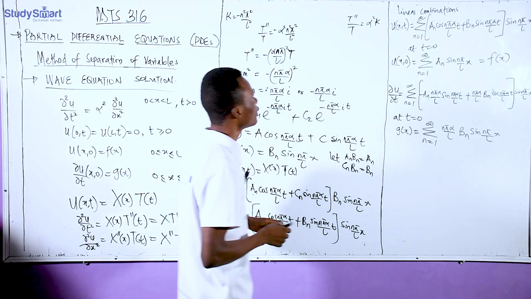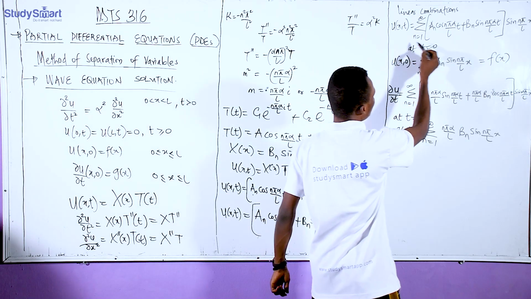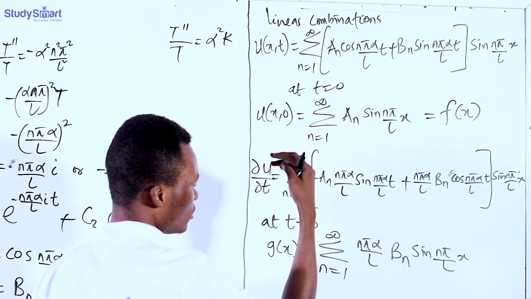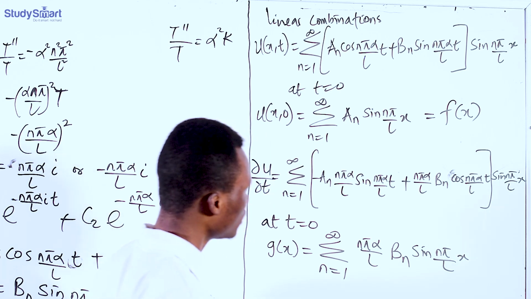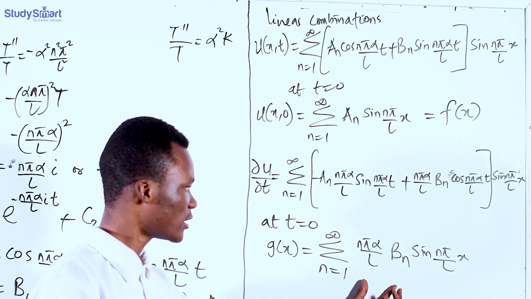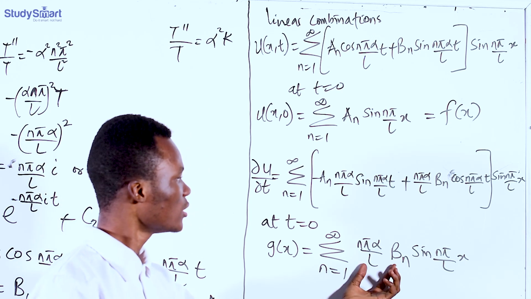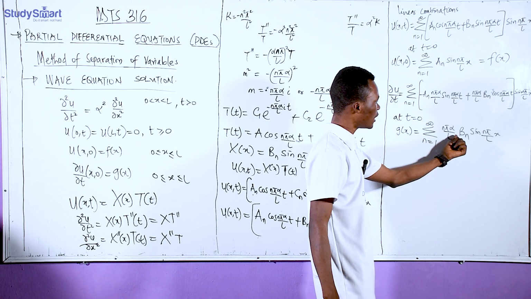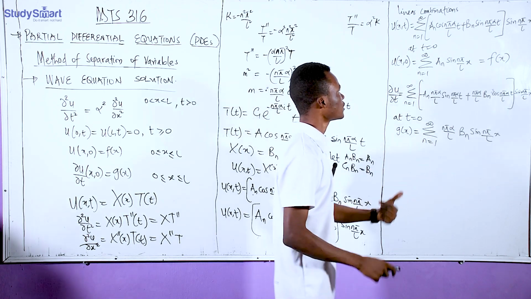So this is now the general solution to the wave equation. Applying initial conditions, now you have f of x, then you have g of x. So it's very, very important for you to note that for g of x, when comparing your values, your sine does not stand alone. So it is multiplied by what? N pi alpha over L. So please just note that.